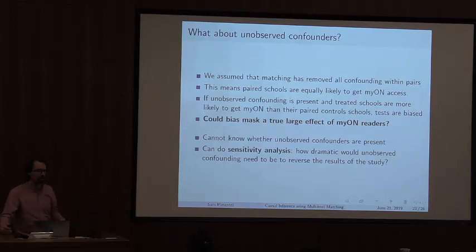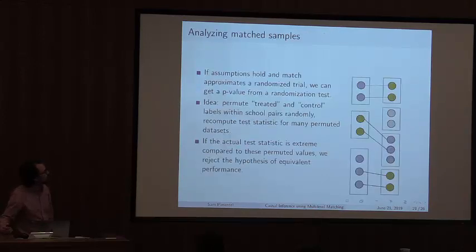We can't actually adjust out for this bias because, by its very nature, it's unobserved. What we can do is a sensitivity analysis where we ask, how big would this bias have to be to throw us off? I don't have a lot of time to talk about the details of this, but basically we go back to this inference procedure.